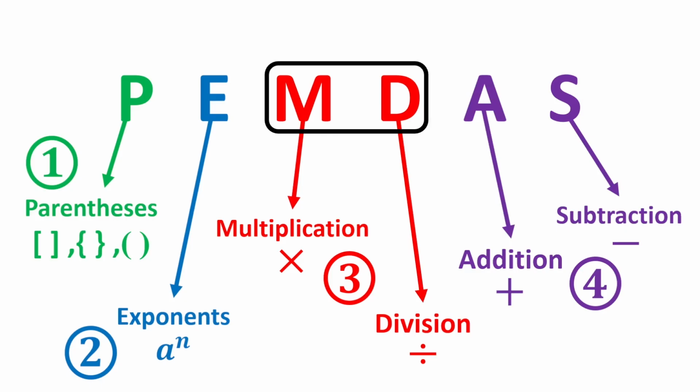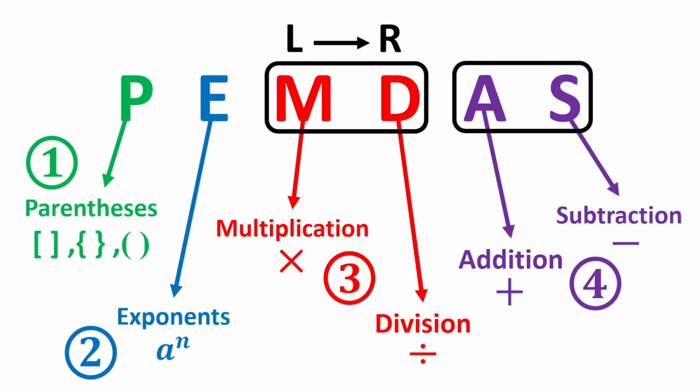Therefore, in any expression that contains both multiplication and division, we move from left to right and perform whichever operation appears first. The same rule also applies to addition and subtraction. So, we solve them from left to right. Now that we understand the order of operations, let's solve the problem from the beginning of the video.